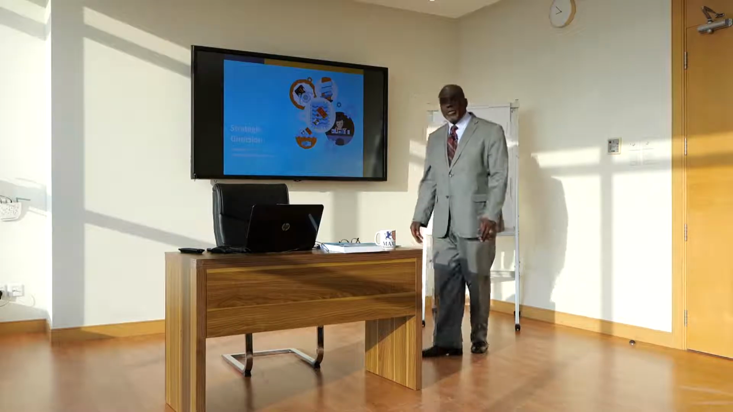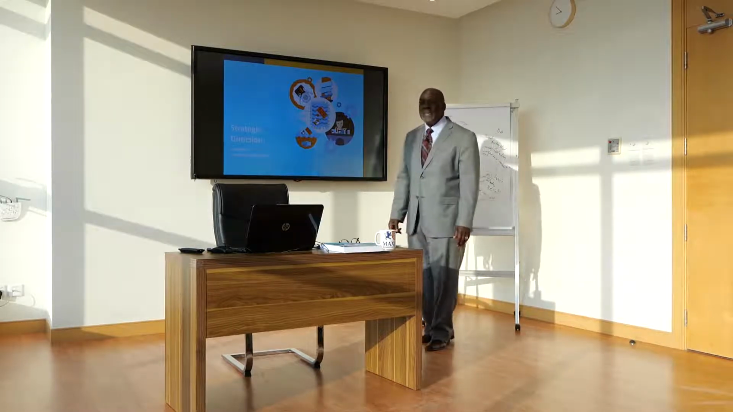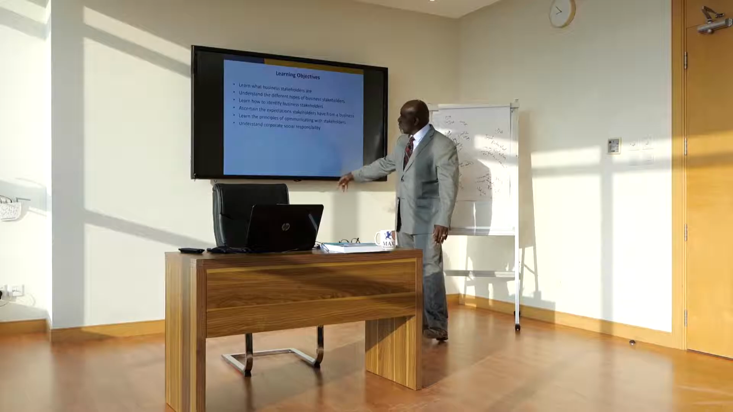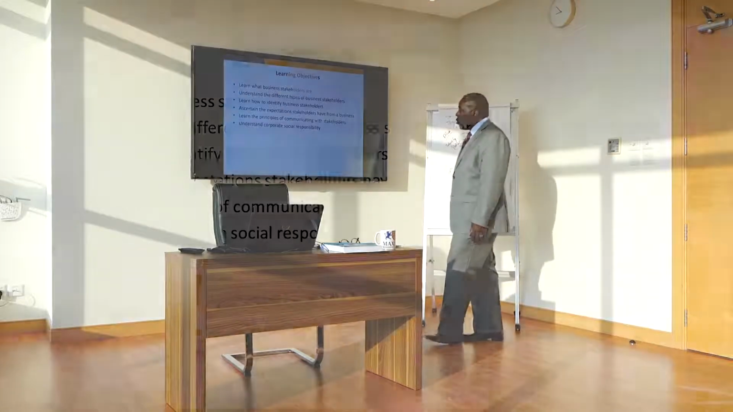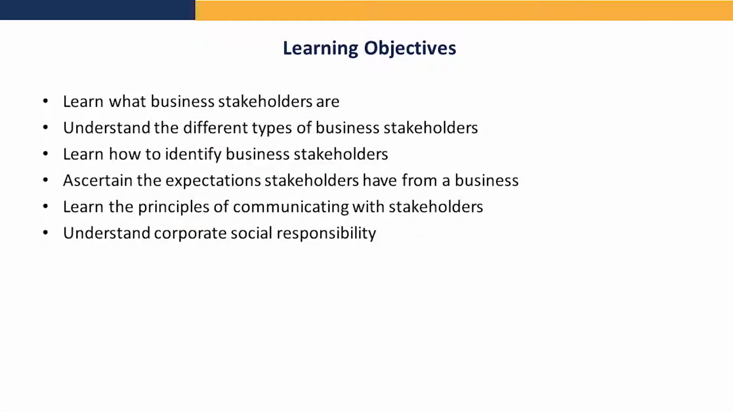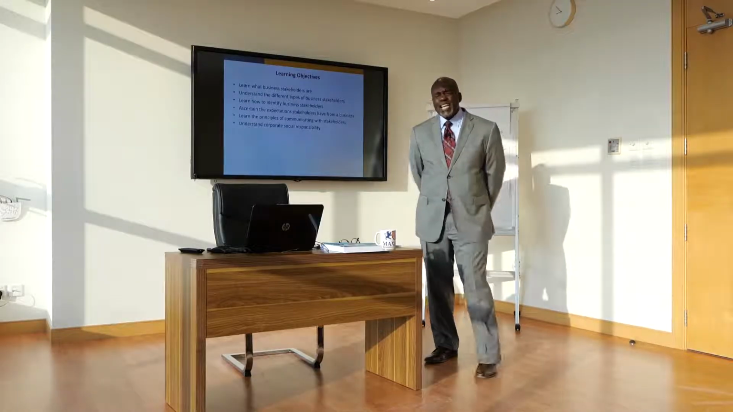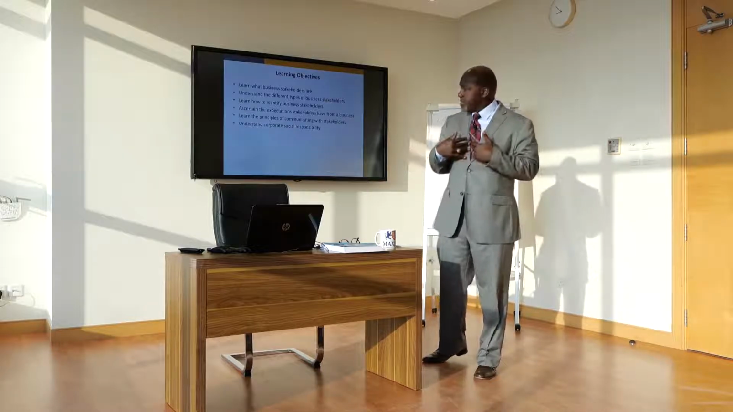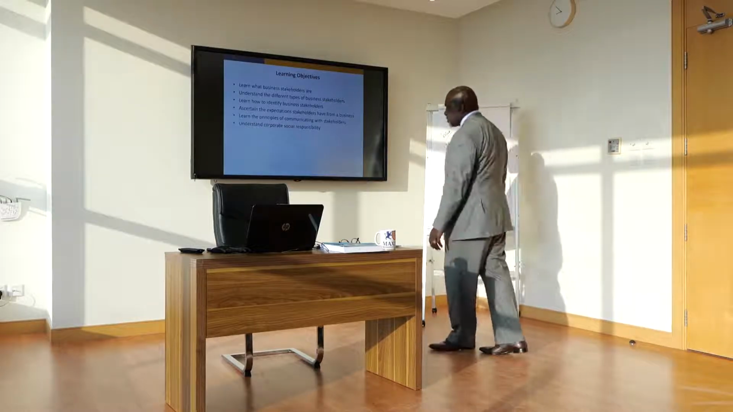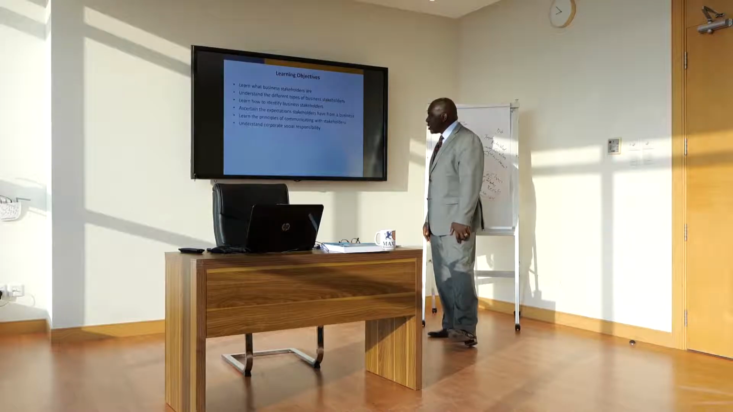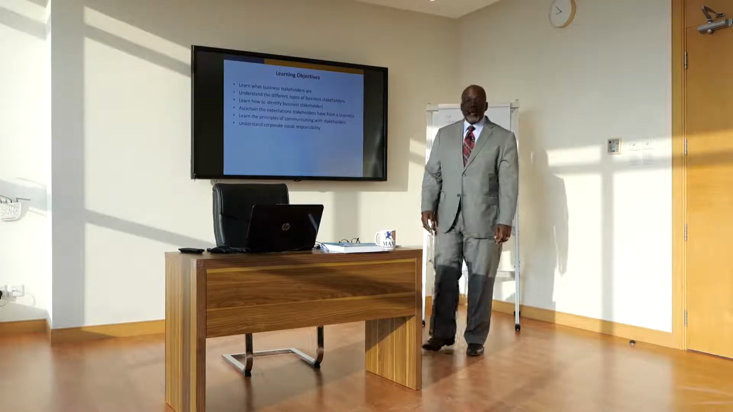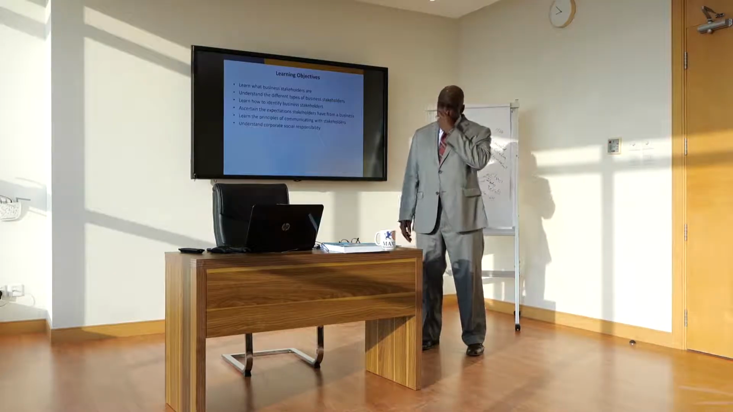In module number 6, we're going to be talking about the business stakeholders. In this module, we're going to learn what a business stakeholder is. We're going to understand the different types of business stakeholders. We're going to learn how to identify potential business stakeholders and ascertain the stakeholders' expectations. What do they want from us as an organization? We're going to learn the principles of communicating with stakeholders, and then understand corporate social responsibility.